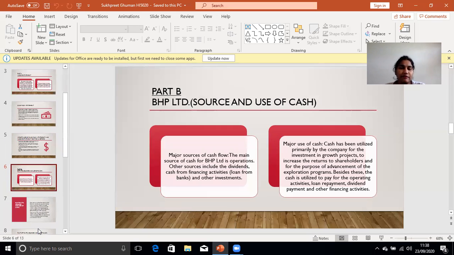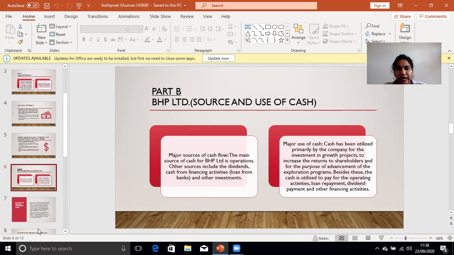My next slide will show about the BHP Limited source and use of cash. Major source of cash flows. The main source of cash for BHP is operations. Other sources include the dividends, cash from the financial activities, and loans from banks and other investments.